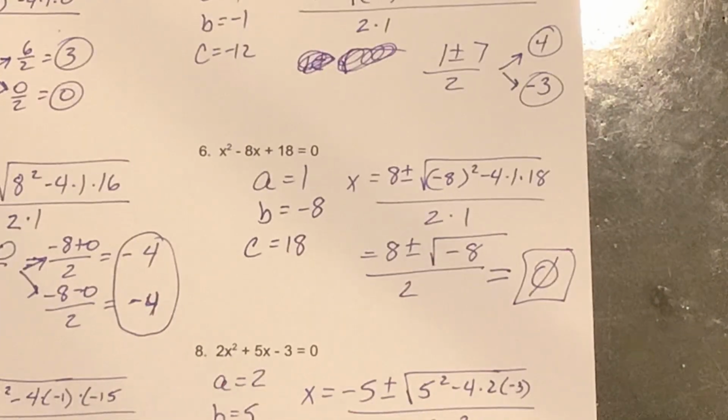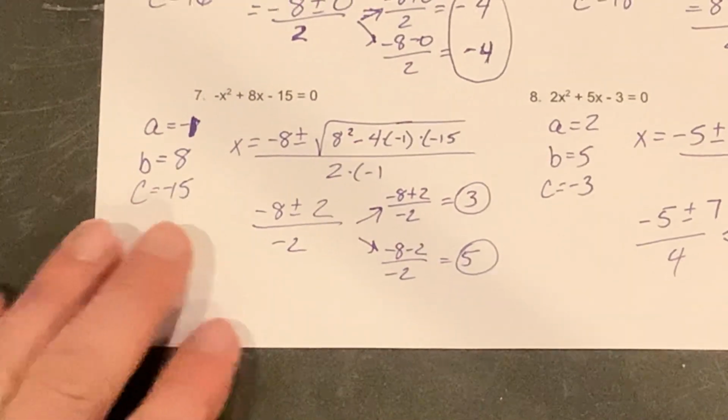Number 6, A is 1, B is negative 8, C is 18. So the opposite of negative 8 is 8, plus or minus the square root of negative 8 in parentheses squared minus 4 times 1 times 18, all over 2 times 1. Now this one's a unique one. What's underneath the radical becomes negative 8. So your calculator is going to throw an error at you if you type all that in, because it's trying to take the square root of negative 8, and it cannot. So as soon as you have a radical with a negative inside it, it's no real solutions. Later on you'll find out that there are some imaginary solutions, but we're not there yet.